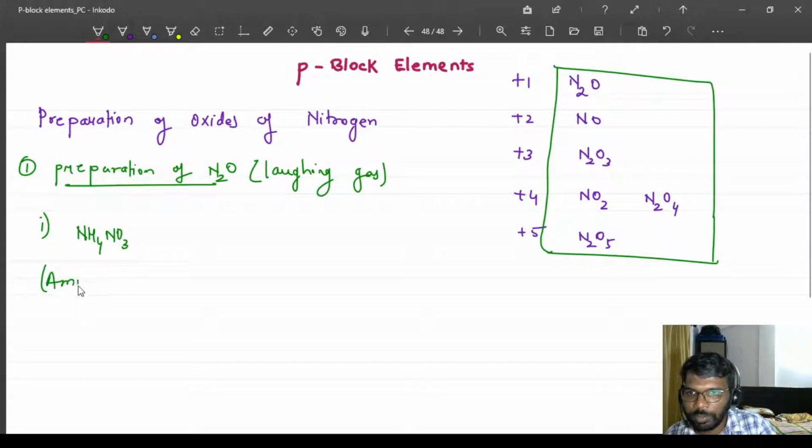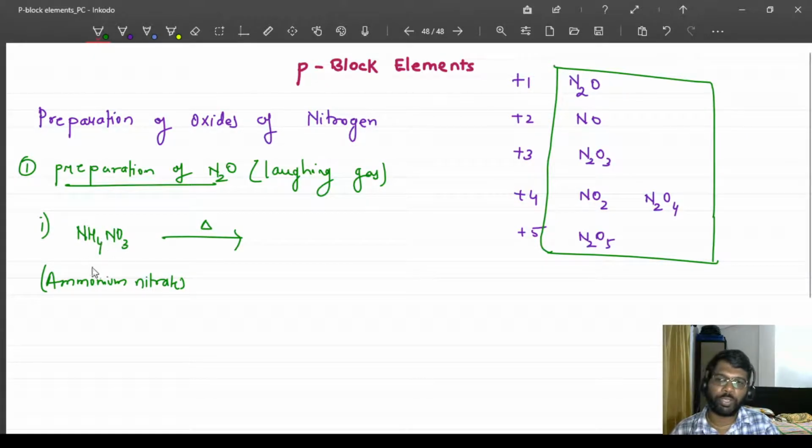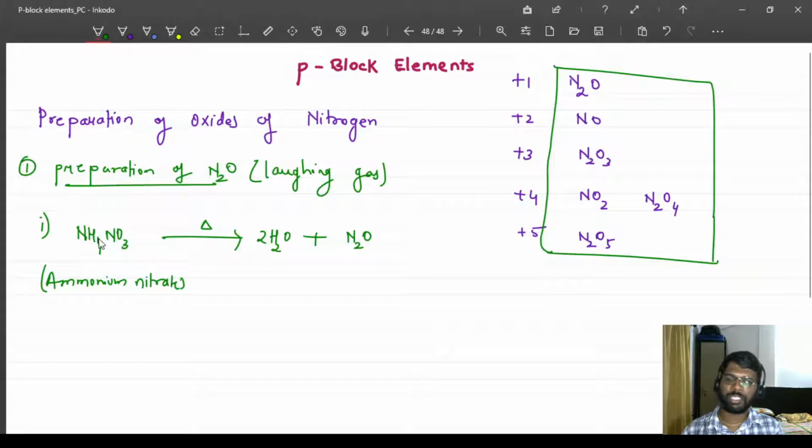This is ammonium nitrate. Thermal decomposition: give some heat and remove as many water molecules as you can. How many water molecules can you remove from here? There are four hydrogens, so two water molecules, two H2O, right? Two H2O you can remove. So what is left? N2O is left, right? So this is the reaction. See, you don't have to memorize everything. If you know this, just remove water molecules and the whole reaction is ready. I'm just giving you some tricks because this chapter is mostly about remembering things.